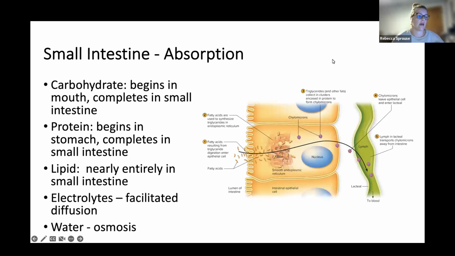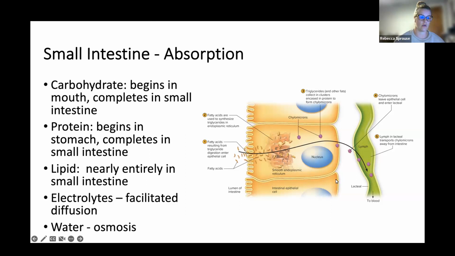So just to kind of recap, carbohydrate metabolism begins in the mouth and then completes in the small intestine. Protein began in the stomach, completes in the small intestine. Interestingly, amylase, which digests carbohydrates, is inactive at low pH. And so this begins in the mouth. It does not occur in the stomach. It resumes in the small intestine, which is kind of interesting. Protein will begin in the stomach, complete in the small intestine. Lipid nearly entirely in the small intestine, a little bit in the stomach, not much.